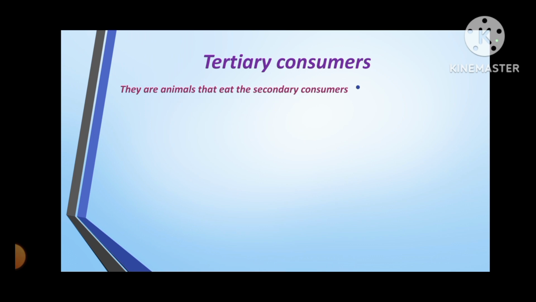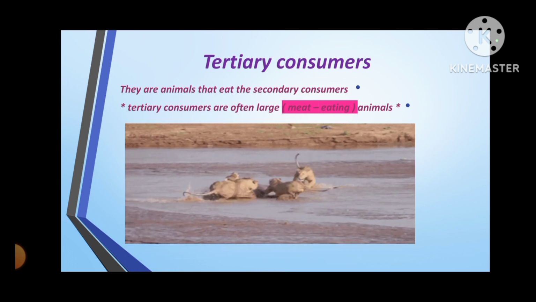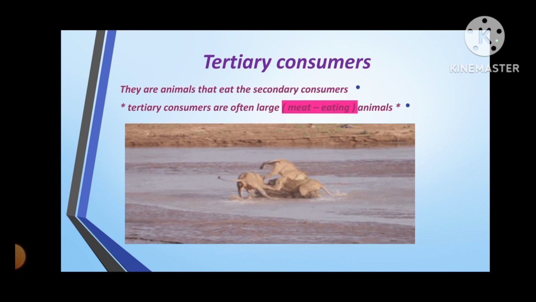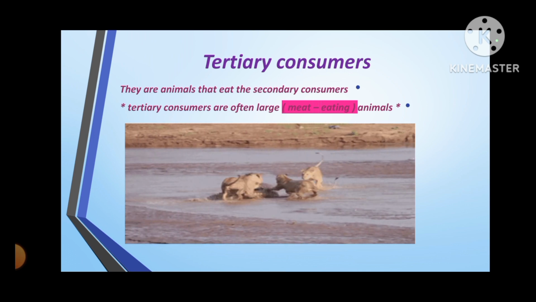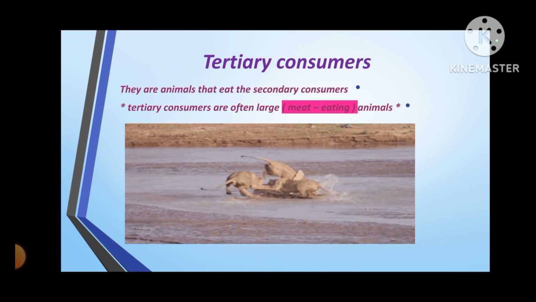Number 3, tertiary consumers. These are animals that eat secondary consumers. Tertiary consumers are most of the time large, meat-eating animals like lions, crocodiles, alligators, tigers, and so on.